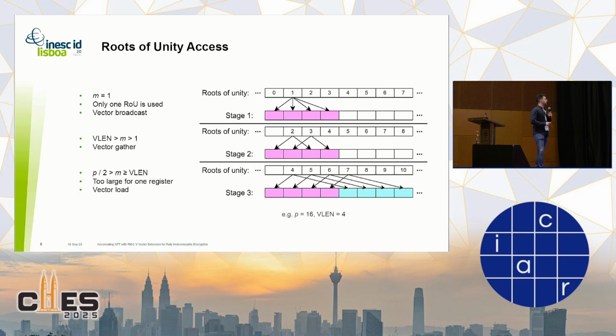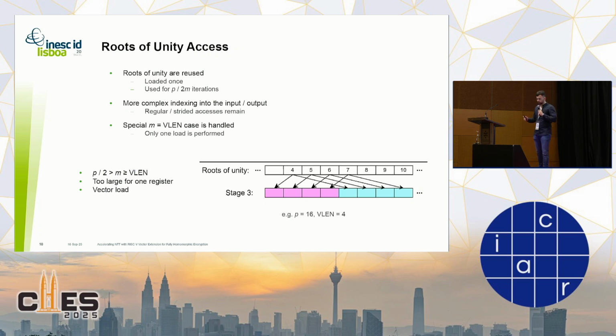Finally, when m equals the architecture's vector length, and here the vector length is in elements, it's not in bits, it starts getting too large for a single register, so we're going to need multiple registers. But we can use vector loads, so as you see, these accesses are contiguous, which is nice. Now, it's not a big disadvantage that we need multiple registers because we make sure to reuse the roots of unity. So we only load them once.